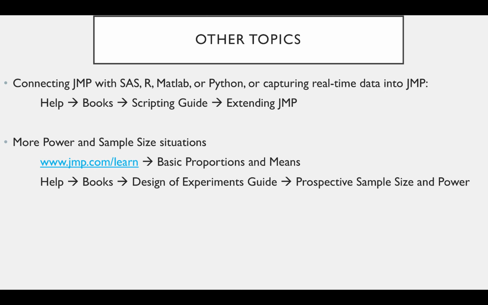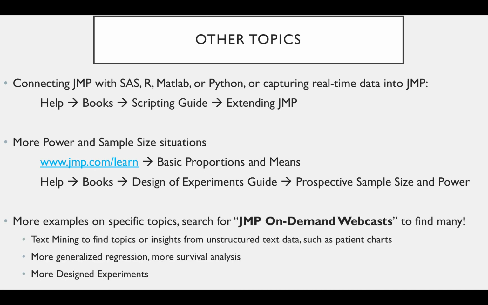Or if you want to do something more complicated or learn more about what was in that DOE, again, go to the help menu or search the online JMP help. Look for the design of experiments guide and this topic called prospective sample size and power. And we've got tons of things on our website all over the place. So many examples and topics and videos and things.